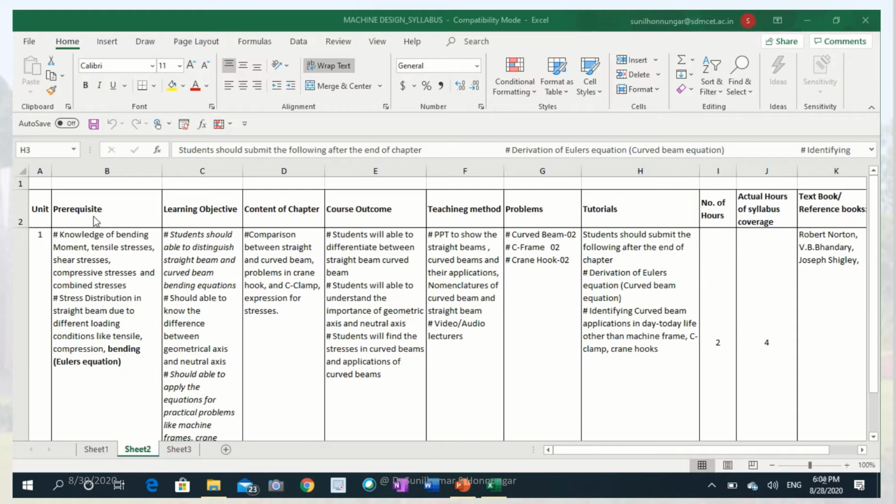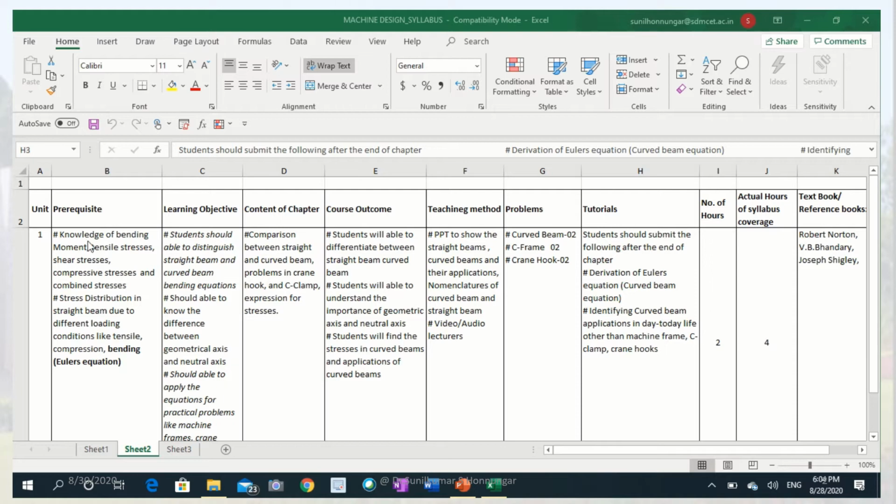And I have mentioned the prerequisite in the second column. What does prerequisite mean? Before going through this curved beam section, you are supposed to know some fundamentals. That is just like a brushing up, either from machine design 1 or strength of materials. I will just quickly glance through.